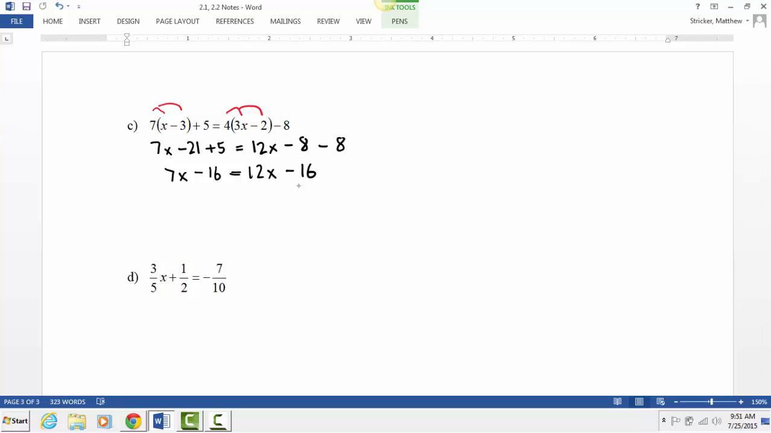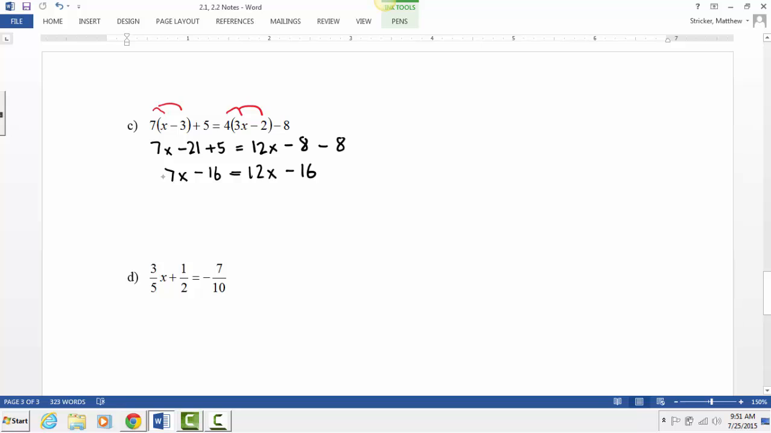Okay, now moving on, we're at step 2, where we want to see if we can get all the x's on one side and numbers on the other. And remember, we want to move the term that has the smallest coefficient for the x. You don't have to do it that way, but I like to do it. So with the x's, this is 7x and 12x. We want to move the 7x.